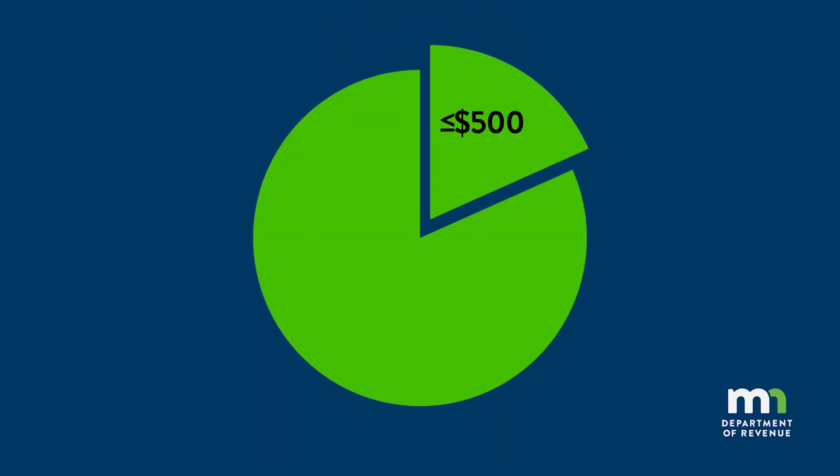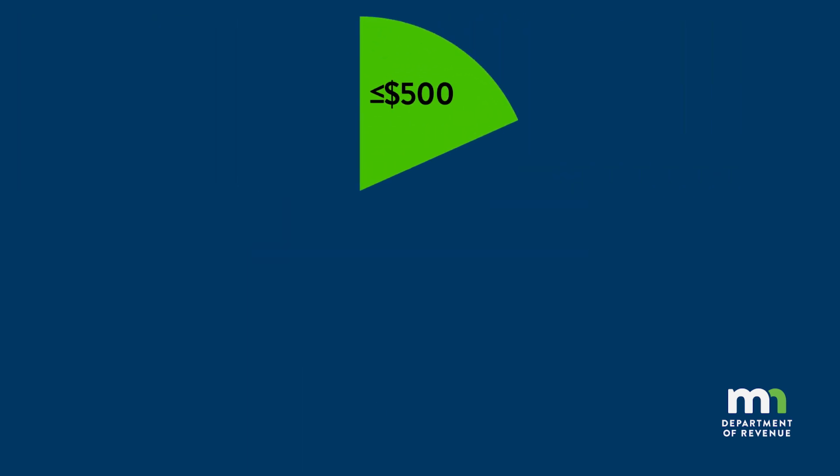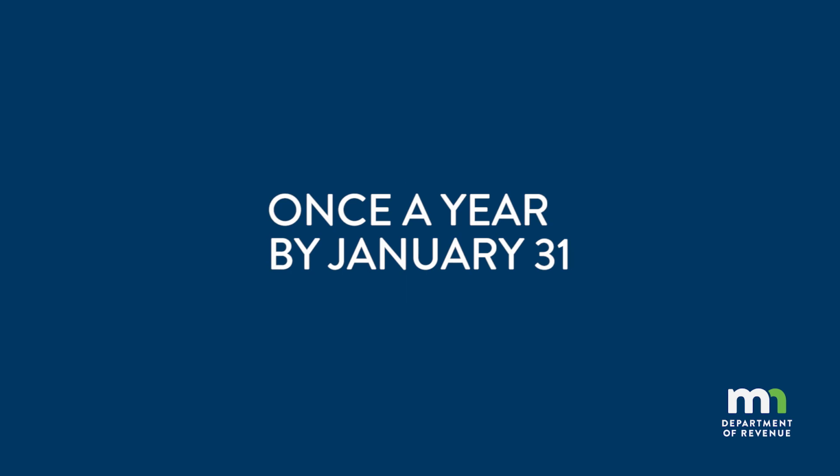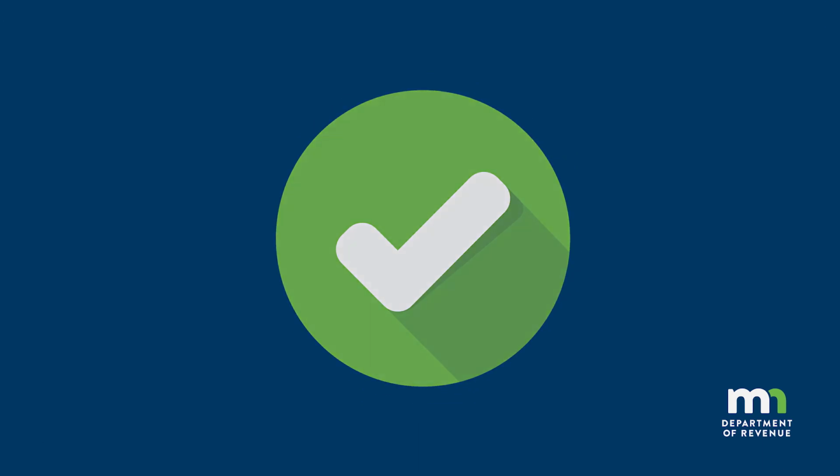If you withheld $500 or less in the previous tax year, you may only have to file your withholding tax return and deposit the tax you withheld once a year by January 31st. However, you must first contact the department for approval.